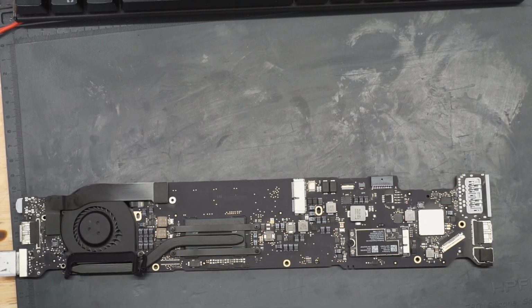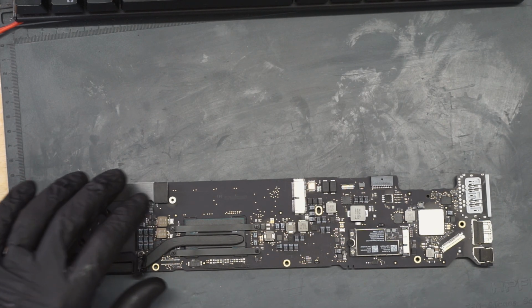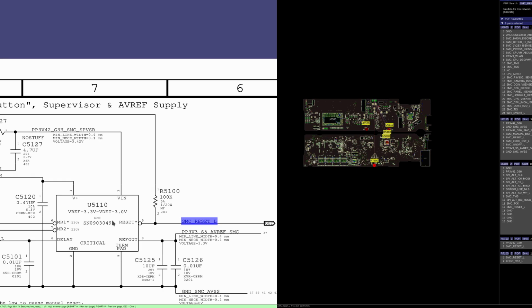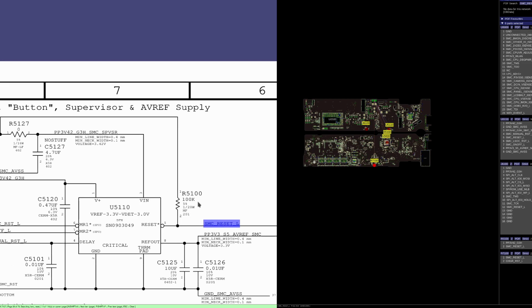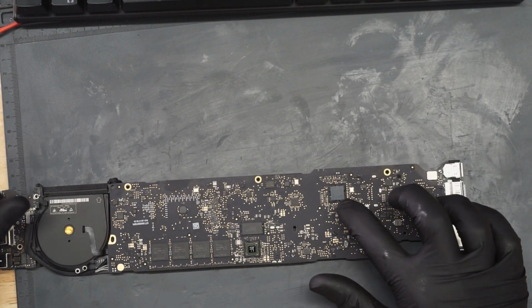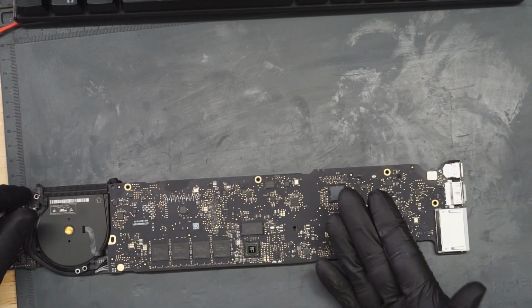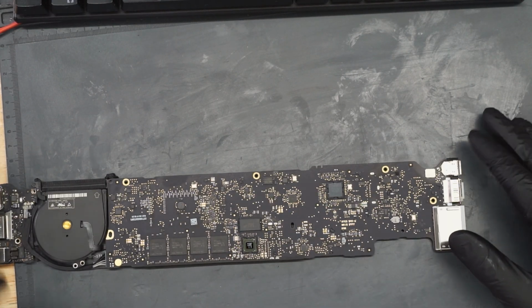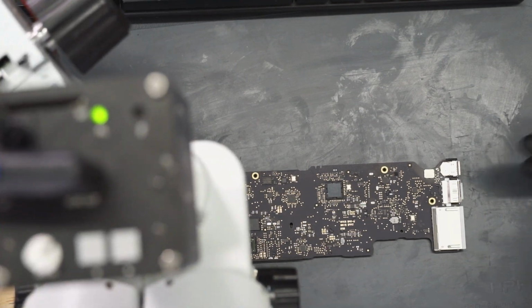Now, there are a couple of things that can pull SMC_RESET_L down. Behind door number one, SMC_RESET_L can be pulled down by the actual SMC_RESET_L chip, U5100. Behind door number two, SMC_RESET_L can be pulled down because R5100 is corroded. Behind door number three, the SMC chip that has 96 teeny tiny balls could be what is pulling it down because the SMC chip is bad or died, which is something that we don't want.